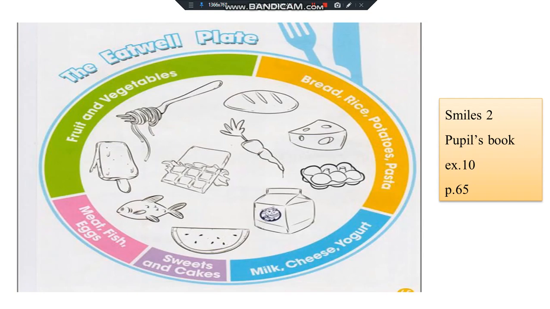Let's revise the words. Open your books on page 65. Look at exercise number 10. Let's read the words. Fruit and vegetables, bread, rice, potatoes, pasta, milk, cheese, yogurt, sweets and cakes, meat, fish, eggs, and you know all these words.